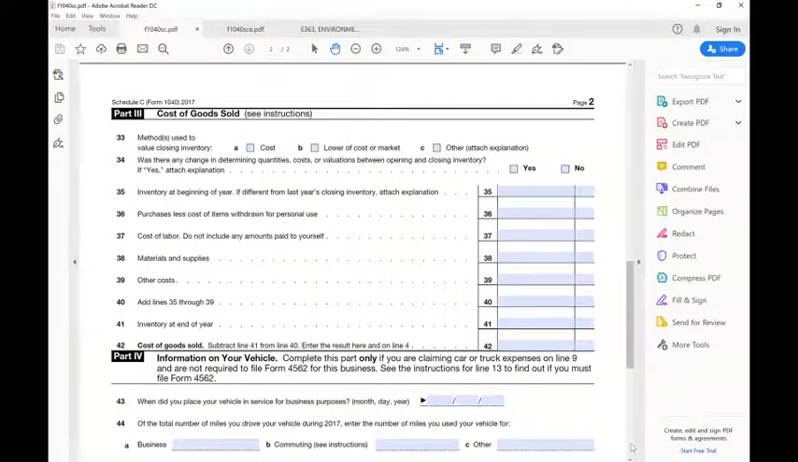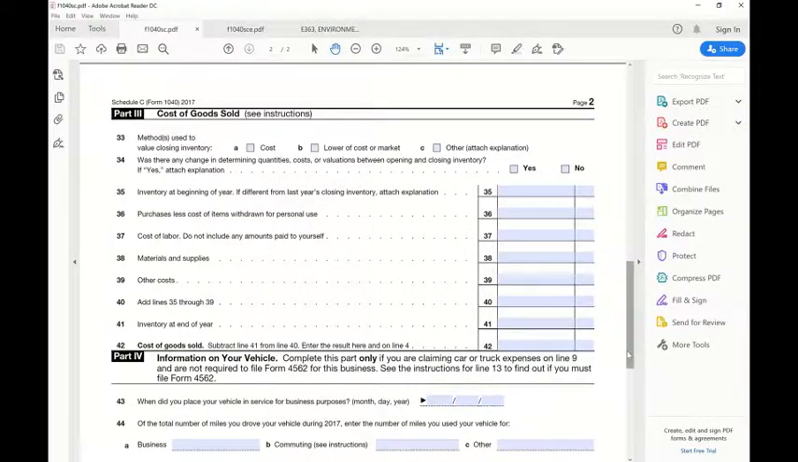Okay, and we have the third part, which is about cost of goods sold. So this is mainly about the inventory used by the business, and which method is mainly used: cost, or lower of cost or market, or other method. And then we have a formula here to work out the inventory at the end of the year and also the cost of goods sold. So we have beginning inventory, purchases, and other costs, and then we get the inventory at the end of the year and then cost of goods sold.